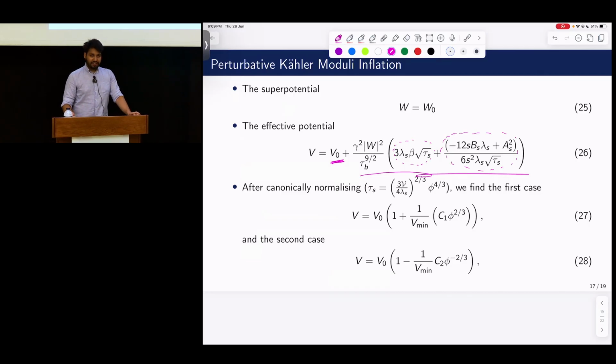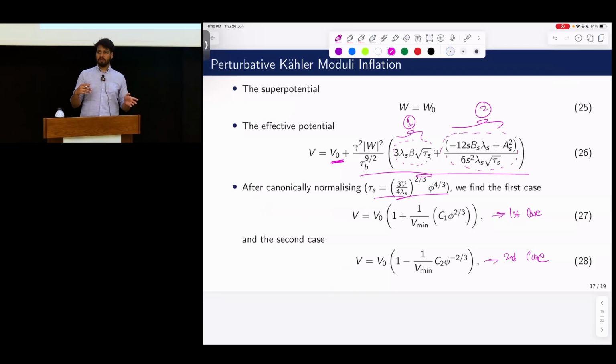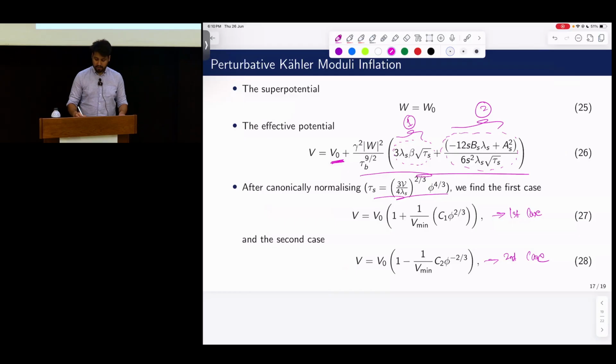So after canonically normalizing, after you take tau s equal to this form of phi, you get your effective potential in terms of your scalar field phi. And this is, of course, the first case, which is from this. And this is our second case, which is from this, right? And also these prefactors, we baked into V naught, which are not already taken up by the canonical normalization, okay? This second case highly correlates with loop blow-up inflation.